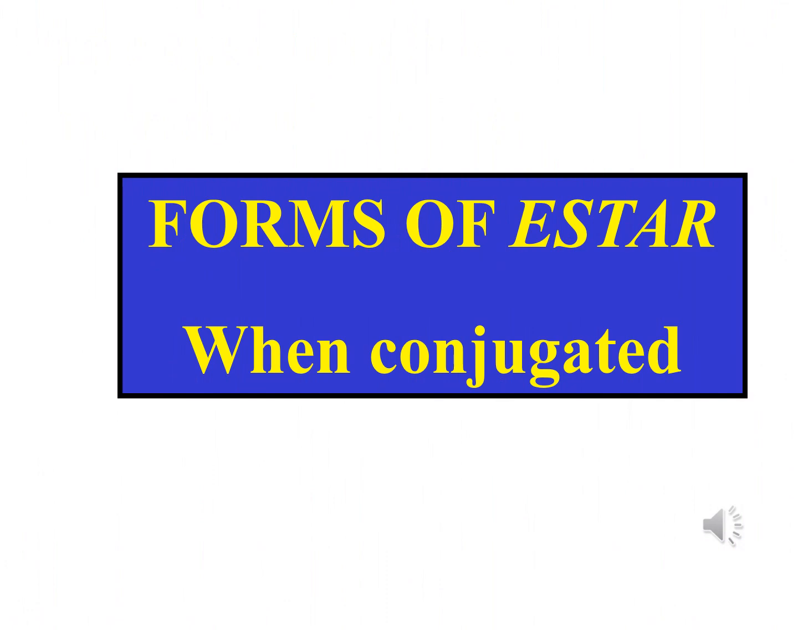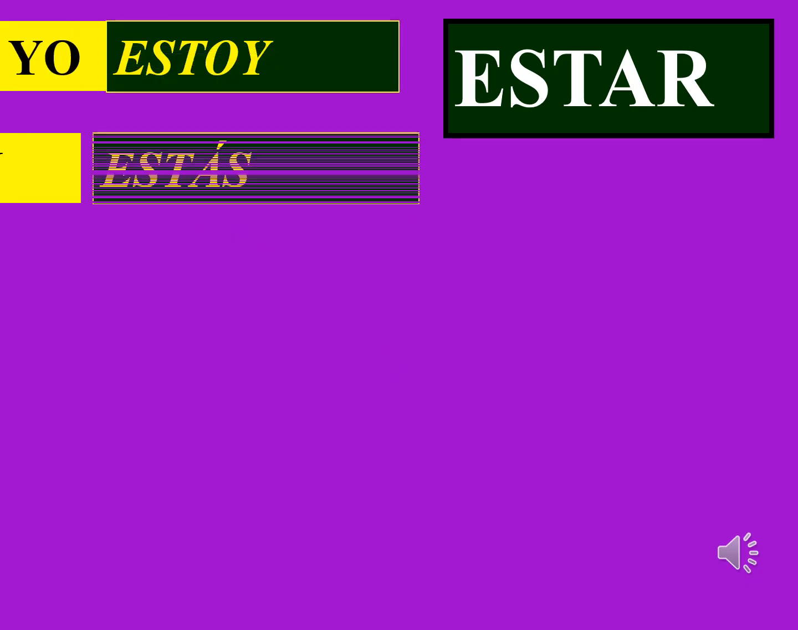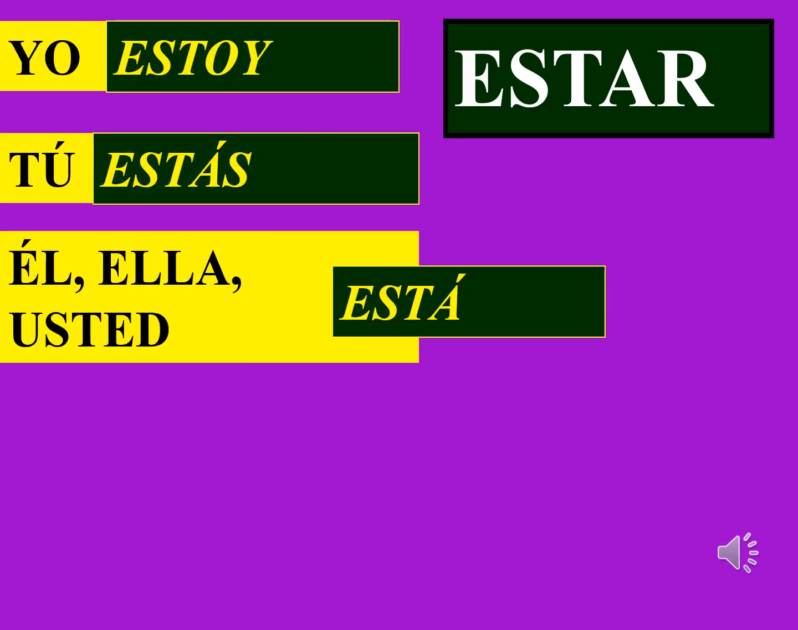And now we'll take the verb estar and give you its singular forms when we are conjugating that particular verb. Here are the three forms of estar in singular circumstances. Yo estoy. Tú estás. Él, ella, usted, any of those three, está.